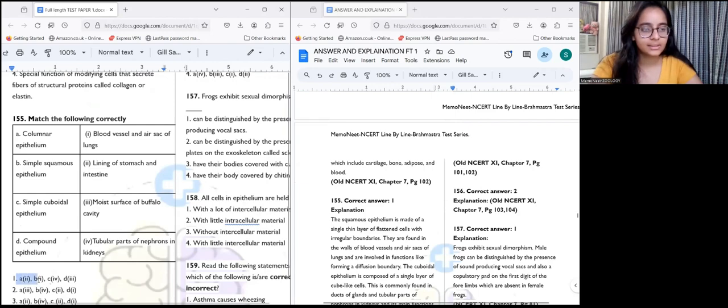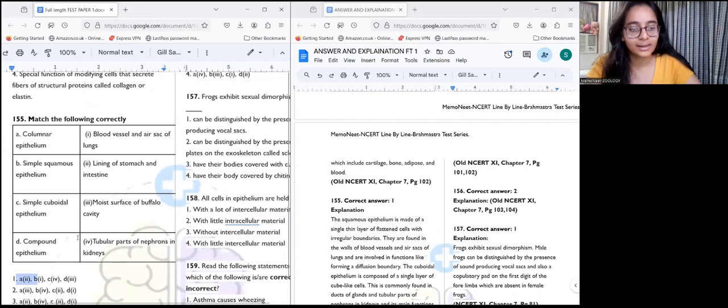Next, for 155, the answer is option number 1. Let's see the correct option, that is A2. Columnar epithelium is present in the lining of the stomach and intestine. Simple squamous epithelium is in the blood vessels. Simple cuboidal epithelium is in the tubular parts of nephrons and kidneys. And compound epithelium is found where? In the moist surface of buffalo cavity.